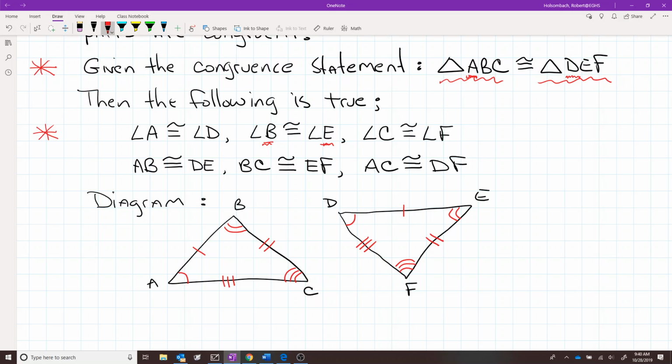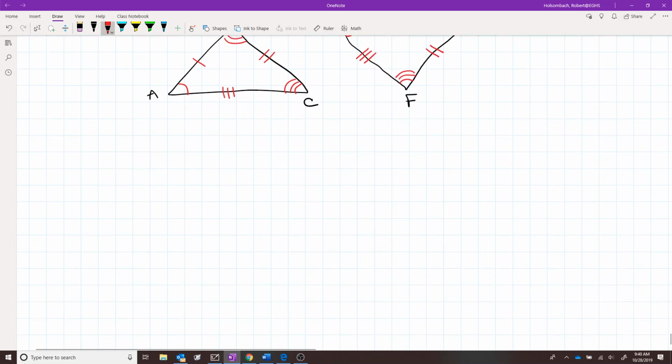So look at page 256, example 2. Triangle ABC is congruent to triangle DFE. You're asked to find the values of X and Y.